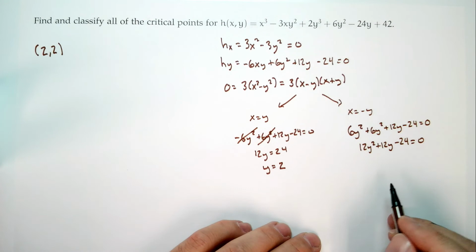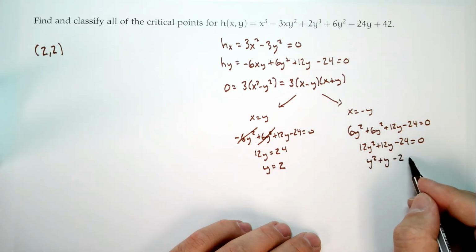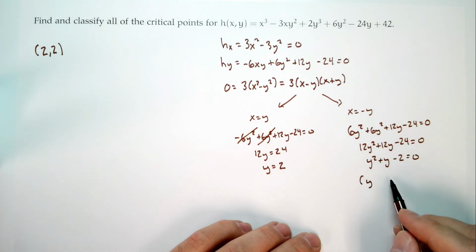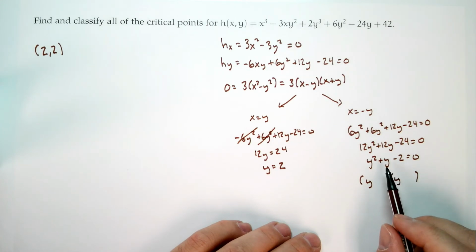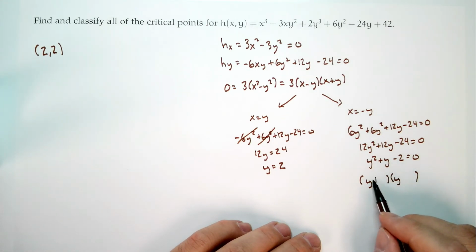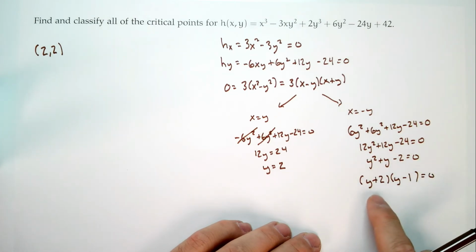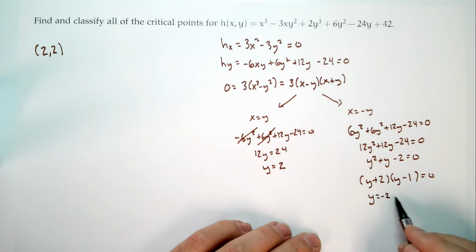Everything has a 12 in it. Divide out. y squared plus y minus 2 equals 0. And that looks like something we can factor. How? Well, y and y, two things have to multiply to negative 2 but add to plus 1. Plus 2 and minus 1 do that. Check: y squared, and you have a minus y plus 2y, which gets you plus y minus 2. Which tells us that here, y is either negative 2 or 1.